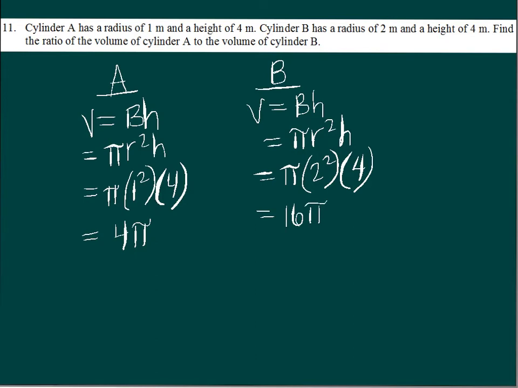So now we want to find the ratio of the volume of cylinder A to the volume of cylinder B. So we can say 4 pi over 16 pi. And all we have to do is reduce this to find that volume ratio. Pi over pi, that cancels each other out. And then 4 divided by 16, that reduces to 1 over 4, or we could write 1 to 4. So that's our answer.